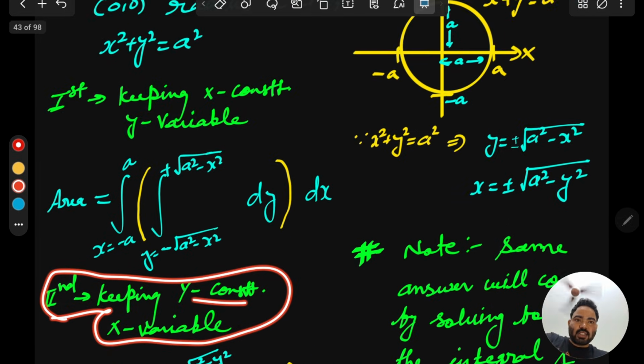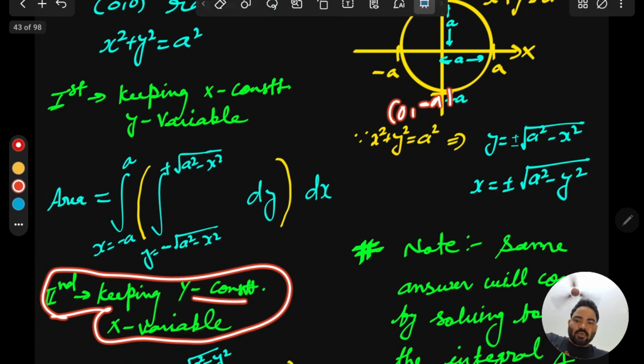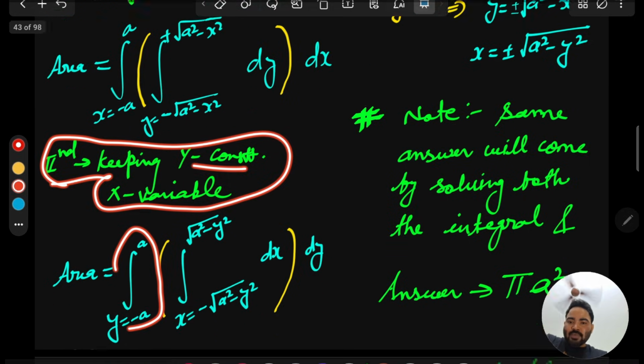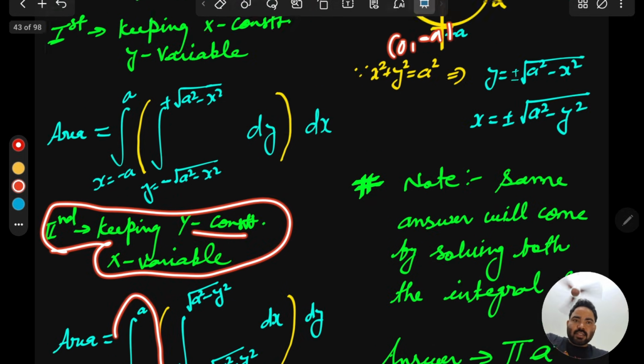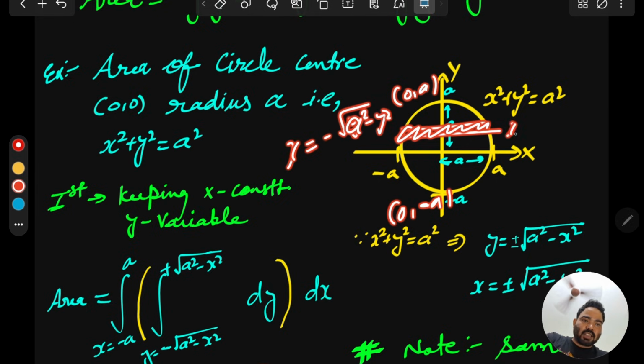If you are taking y constant, then clearly see your y is also moving from minus a to a. So you can say y limit is minus a to a, and after that the x limit. In the same way, if you are taking y, then you have to draw the horizontal strip, and from here you can find x equal to, on this side x is negative, minus under root a square minus y square, and on this side x equal to under root a square minus y square.